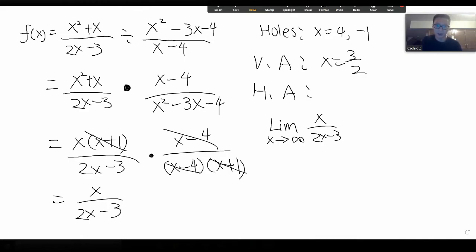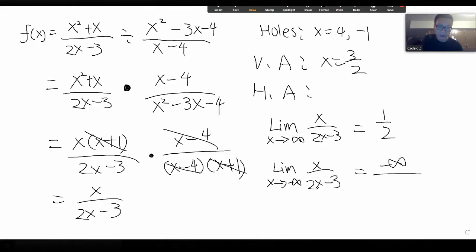But let's try to make it simple. Just on your calculator, plug in a really big positive number for x, such as 1,000,000, and see what this function approaches. You'll see that this function is approximately 1 over 2 as x gets super big. It's about 0.5. Similarly, if you take the limit of x over (2x minus 3) as x approaches negative infinity, it's approximately negative infinity over negative 2 infinity, which is still 1 over 2. So my horizontal asymptote is 1 over 2. To be more exact, y is equal to 1 over 2.